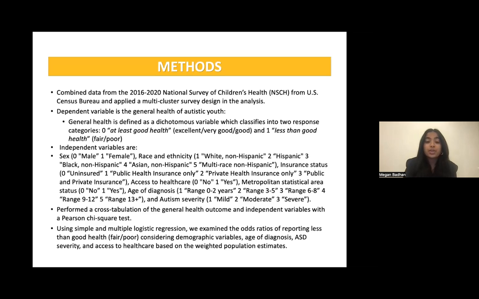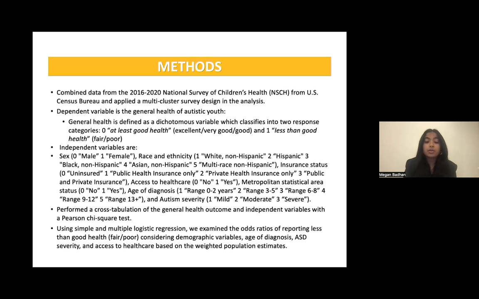For my methods, we used combined data from the 2016 to 2020 National Survey of Children's Health and applied a multi-cluster survey design in the analysis. The dependent variable is the general health of autistic youth, which is a dichotomous variable that classifies into 2 response categories, 0 being at least good health and 1 being less than good health. Our independent variables consist of sex, race and ethnicity, insurance status, access to healthcare, age of diagnosis, and autism severity.